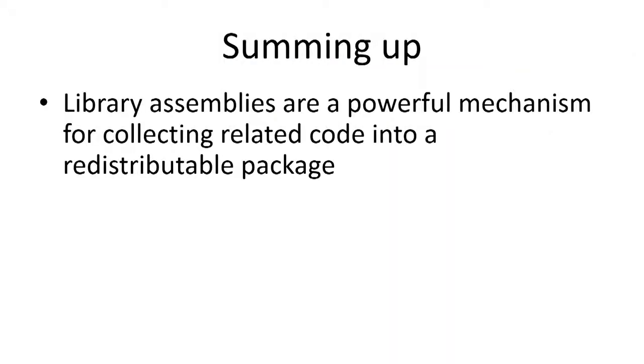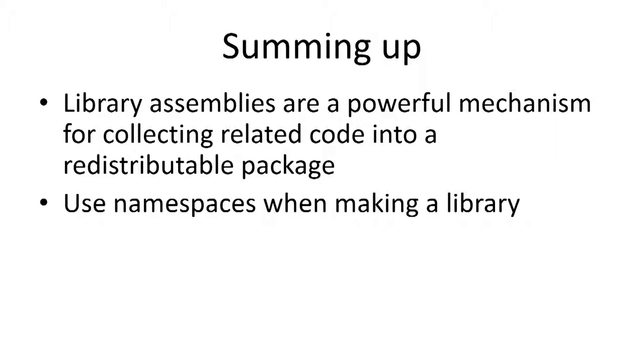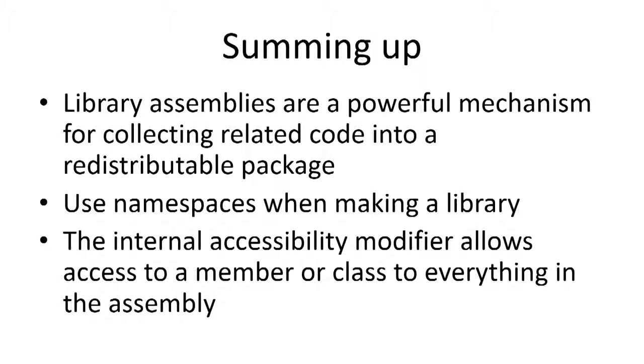So summing up this episode, library assemblies are a useful mechanism for putting a bunch of related code into one redistributable package that you can then use in several different programs. You can use namespaces when writing a library. You probably should. Typically, the namespace name would reflect the name of the library. And you can use the internal accessibility modifier to make a member or a class that is accessible only within code in a given assembly. So it's public within that assembly. It's private to code outside the assembly. And you should make sure that you mark all of the classes and enums and everything else that you need to be public in a library assembly as public, because otherwise they'll be internal by default.